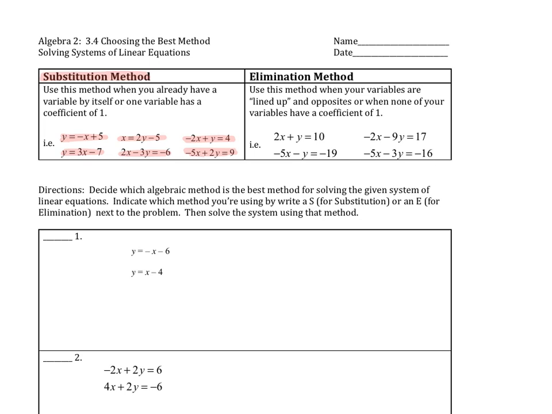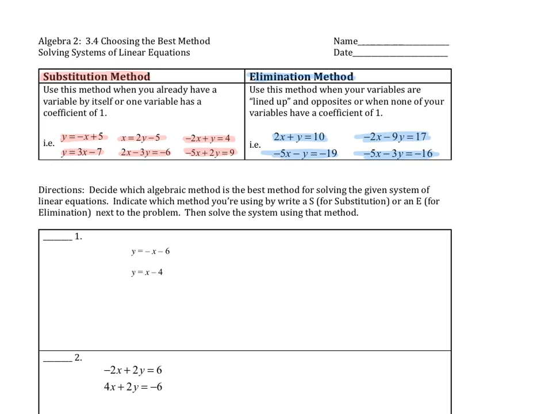And then you also have the elimination method, which is we're going to use this method when your variables are lined up and opposites of one another so that you can eliminate one of the variables, or when none of your variables have a coefficient of 1. So usually when none of the variables have a coefficient of 1, then you're going to be able to use the elimination method. So notice in this example of elimination method, you would use it here because the y's would cancel out.